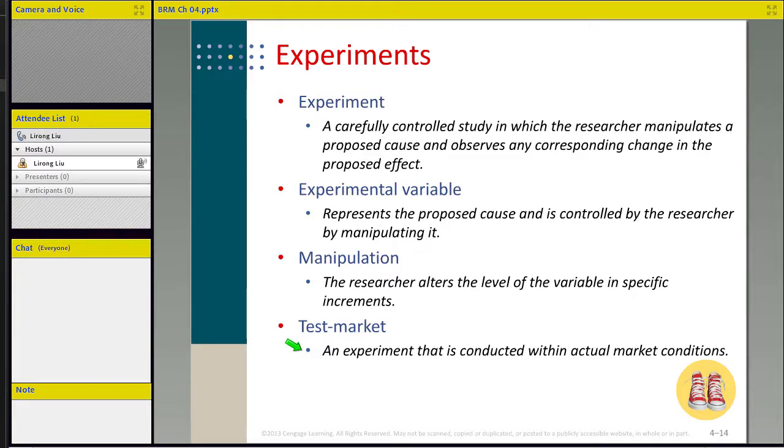The other thing is, think about it, when you have a new package of a product, when you have a new product, you may want to test the market. You may want to sell the product in a few selected locations to see whether it will be popular or not. That is also an experiment.